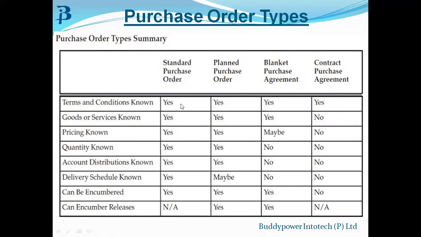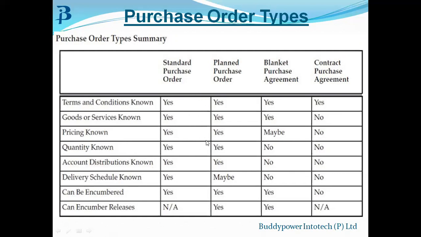The standard purchase order is where you generally create standard purchase orders for one-time purchase of various items. You create standard POs when you know the details of your goods and services, the terms and conditions are known, the prices that you've agreed upon with your supplier are known, the quantity, the account distribution, and the delivery schedule, and everything is known for you. So this is where you actually make a standard requisition, standard purchase order.